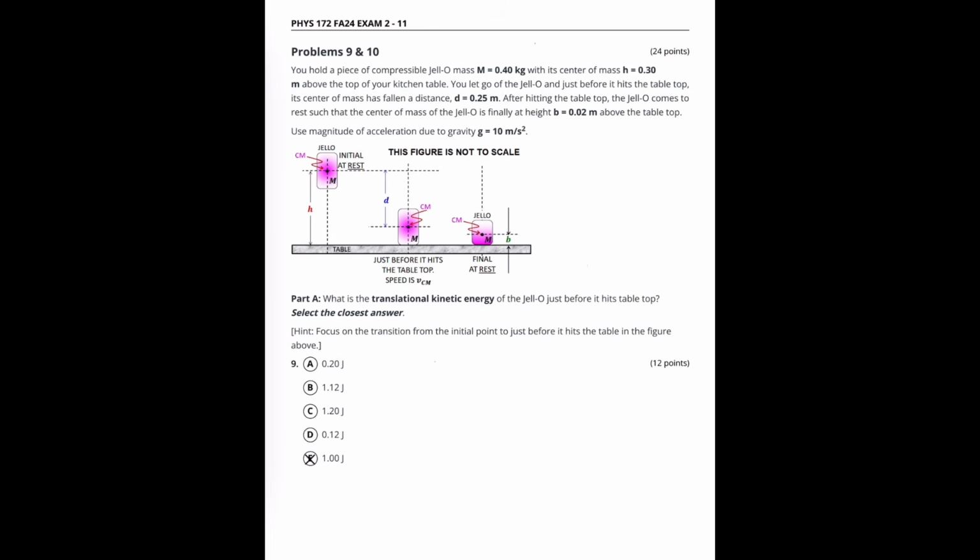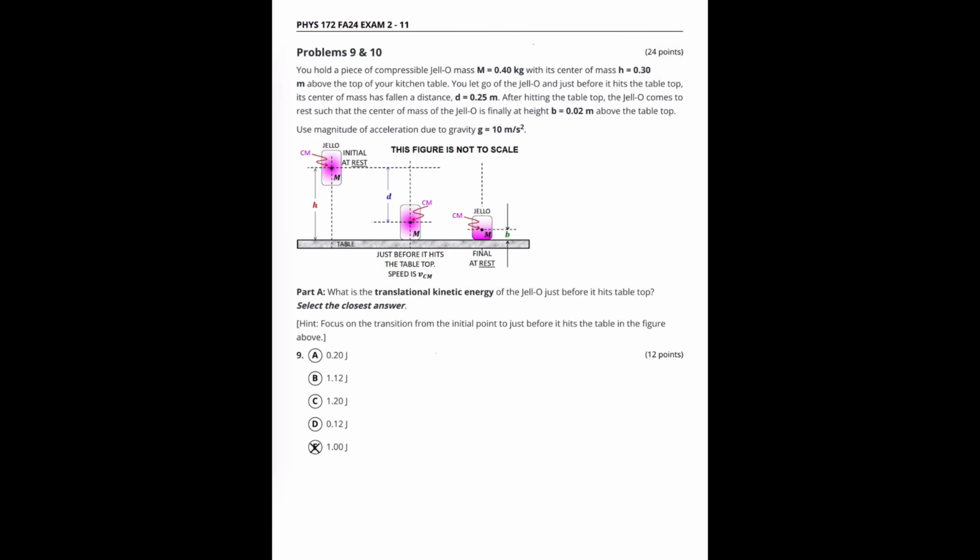Part A. What is the translational kinetic energy of the jello just before it hits the tabletop? Select the closest answer. Hint, focus on the transition from the initial point to just before it hits the table. So for part A, we have to recall the definition of translational kinetic energy. And that is equal to the net force, F net, dot the change in position about the center of mass.